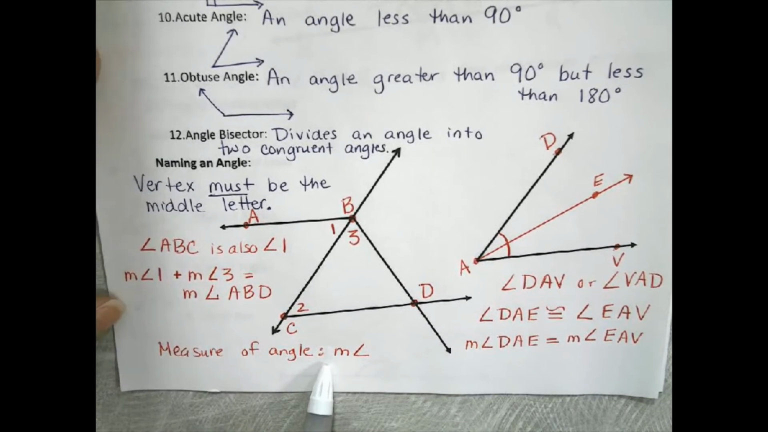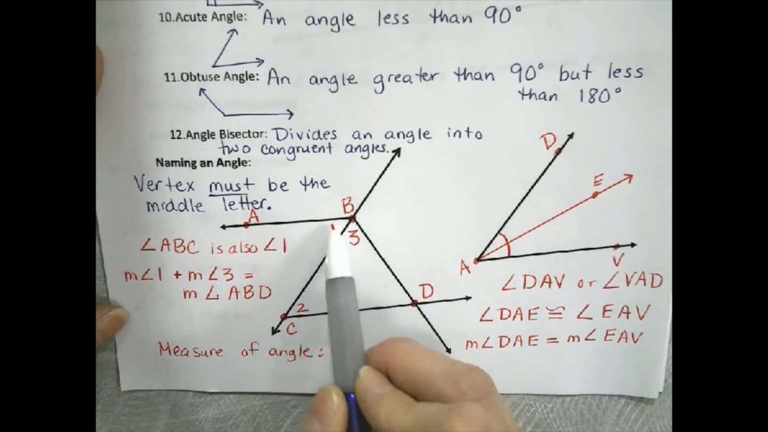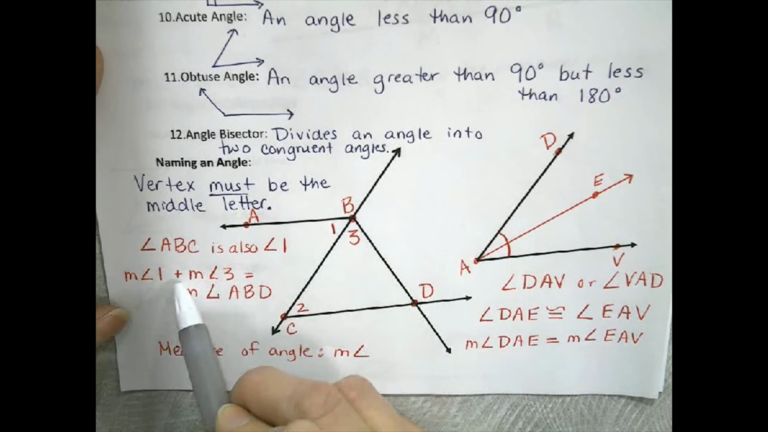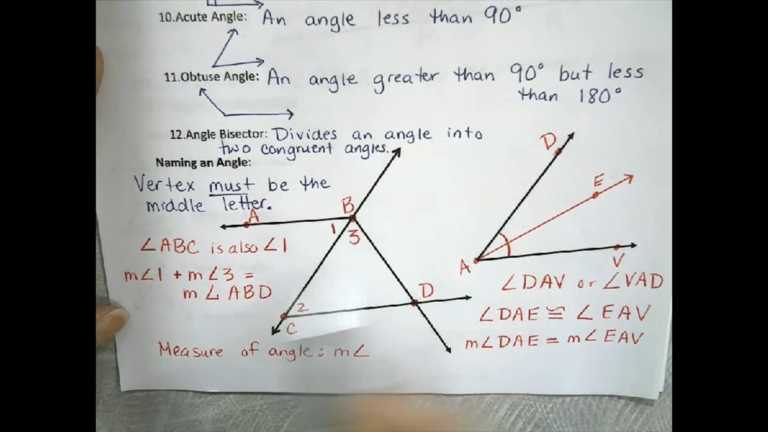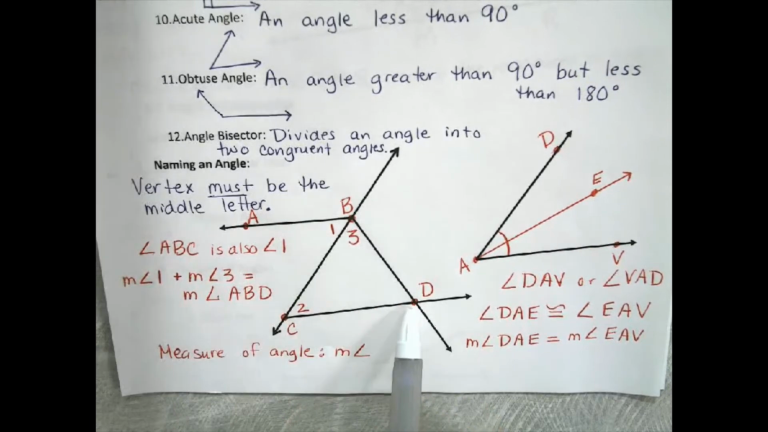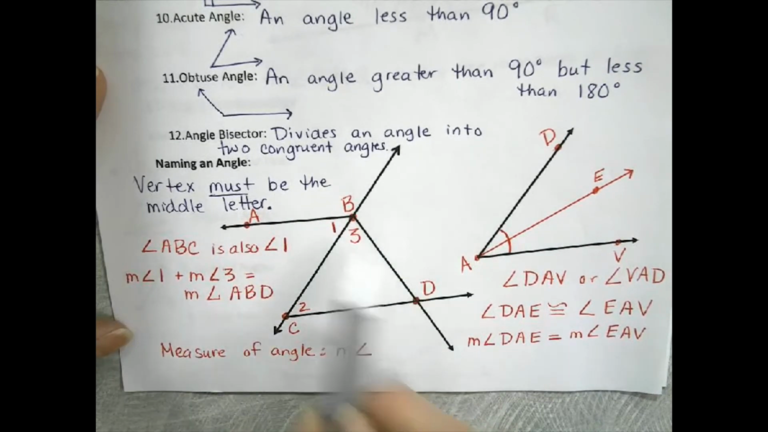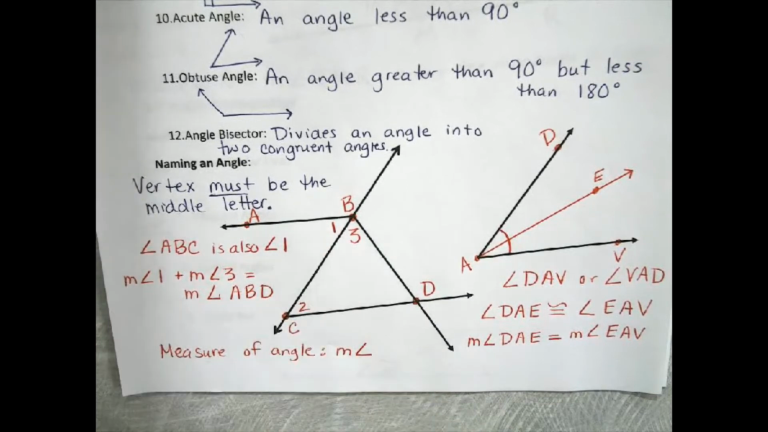So for example, if I looked at my picture, I could say that the measure of angle 1 plus the measure of angle 3 equals the measure of angle ABD. I have to name this last angle using the letters because these numbers only refer to each smaller angle.